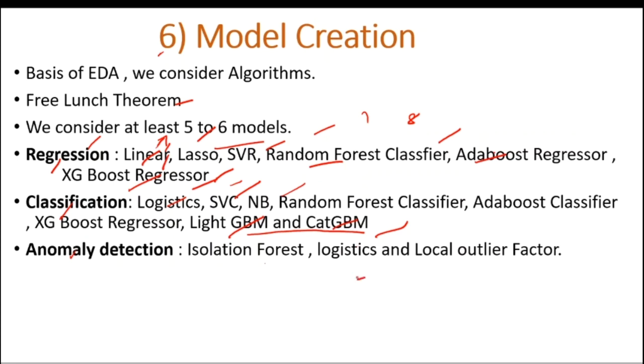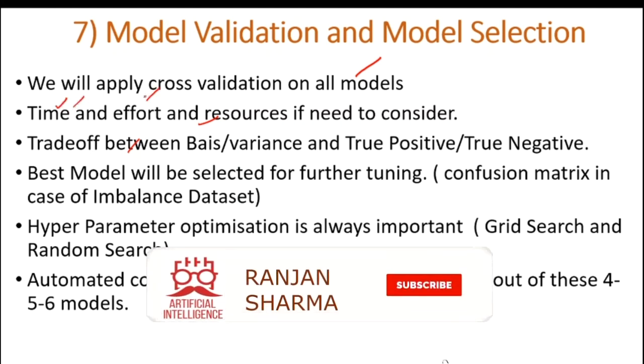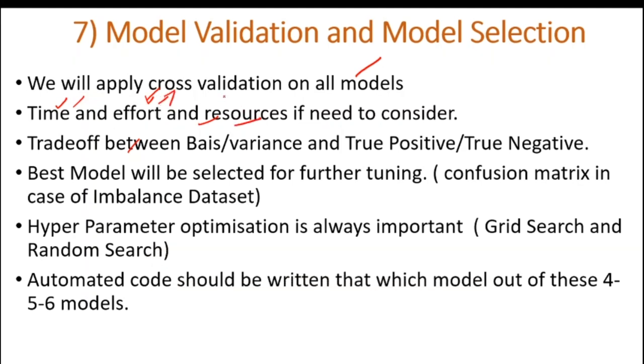And once we have created a number of models, then we will go to model validation. Basically, model validation is about this: you have selected a number of models, we will validate each and every model, then we have to come to the conclusion that this model is performing very well. We will apply cross validation on all the models that we have selected and we will see which one is giving good accuracy. And there are three terms: time, effort, and resources. We have to consider these three things while creating the model, like how much time it takes to train the model, how much effort, whether we have the deadline, how much effort we can give, and what the resources are, like whether it is computationally expensive. We have to take these three things into consideration.